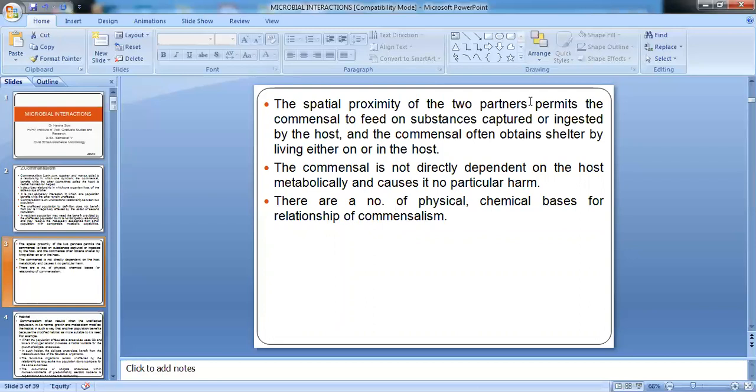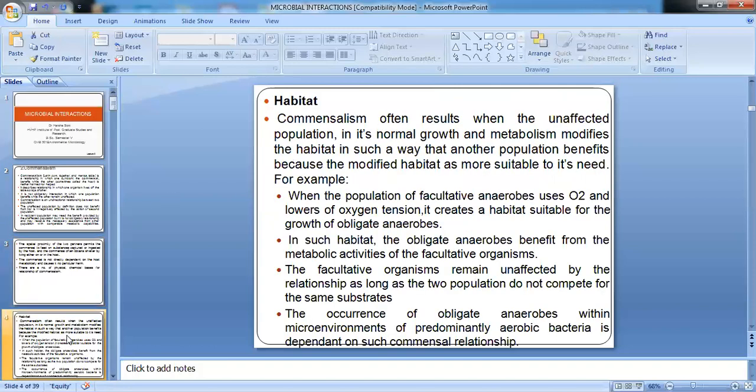There are a number of physical and chemical bases for the relationship of commensalism. Commensalism is observed in case of habitat, growth factors, and modification of the environment. For example, we'll first see habitat modification. Commensalism in the habitat is observed when the unaffected population, in its normal growth and metabolism, modifies the habitat in such a way that another population will benefit, as the modified habitat is more suitable to the need of the organism.